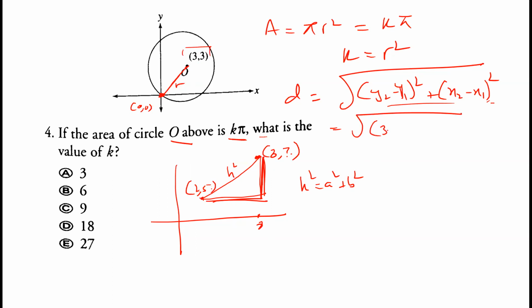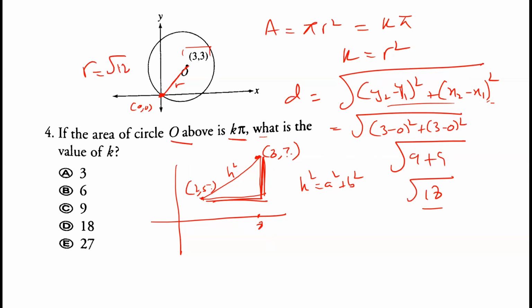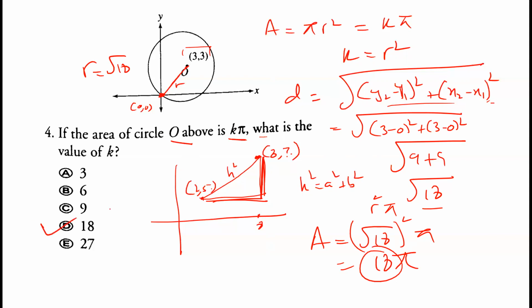So under root (3 minus 0) square plus (3 minus 0) square, or 9 plus 9, equals under root 18. So we know that the radius equals under root 18. So area equals under root 18 square into pi, or r square pi, or pi r square. So this would be 18 pi. So the k value would be 18, that is option D.